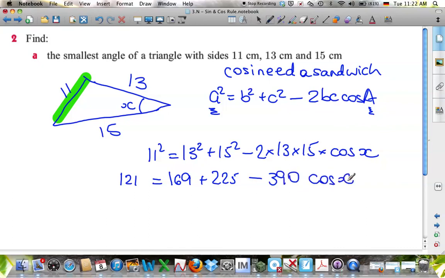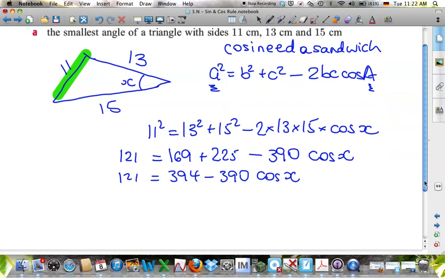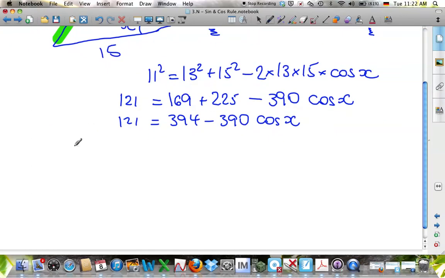cos x. All right, so we're going to get rid of a few bits at a time. So I'm going to simplify this a little bit more. 169 plus 225 is 394 minus 390 cos x. All right, you need to be careful with your rearranging here. So I'm going to do 121. I'm going to subtract 394 from both sides first of all. But remembering that that minus belongs to the 390.